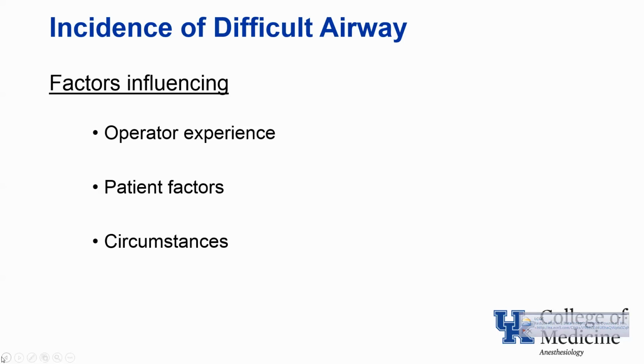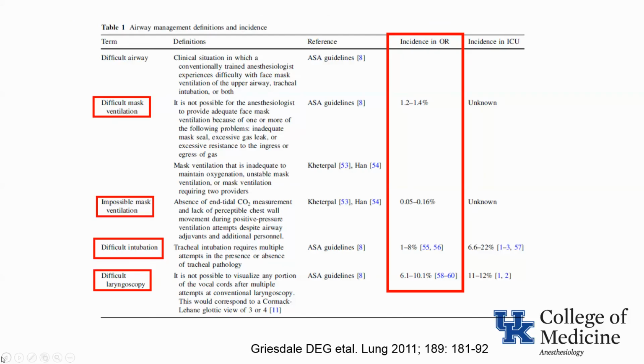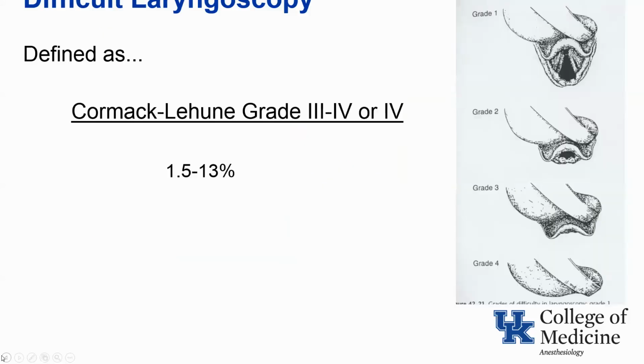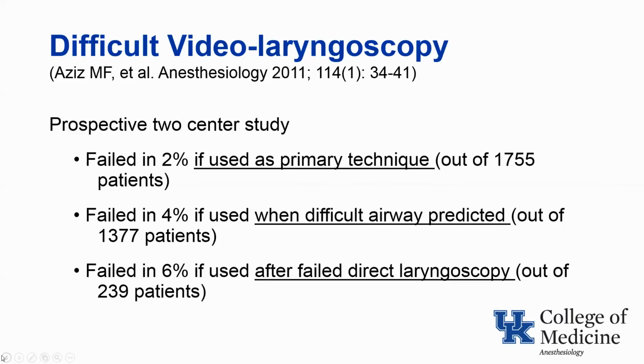The incidence is influenced by operator experience as well as patient factors and other circumstances. From this review article, they highlight the incidence of difficult mask ventilation, impossible mask ventilation, difficult intubation, and difficult laryngoscopy. Difficult laryngoscopy is sometimes defined as Cormack-Lehane grade 3 or 4 and occurs in somewhere between 1 and 13% of patients.